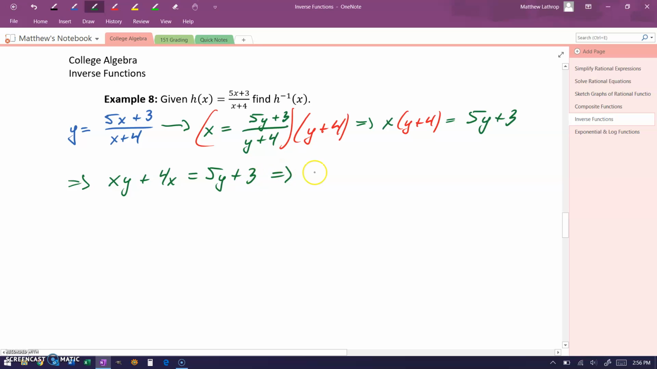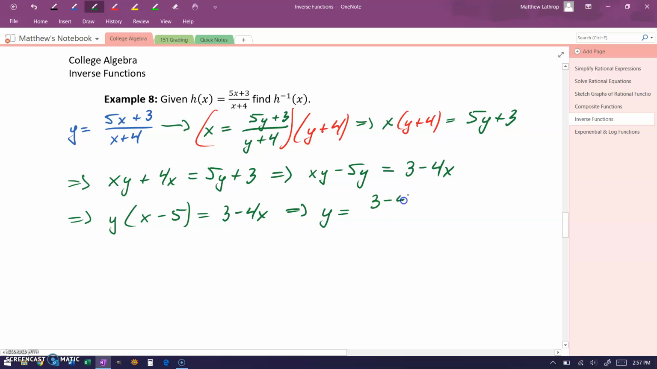Next, we'll group all of our y terms on one side, which will give us xy minus 5y, and move all of our non-y terms to the other side, which will give us 3 minus 4x. On the left-hand side, we can factor out that y that's common, leaving us with y times the quantity x minus 5. And then divide both sides by x minus 5 to give us y is equal to 3 minus 4x over x minus 5. Or what we could say is that h inverse is equal to 3 minus 4x over x minus 5.